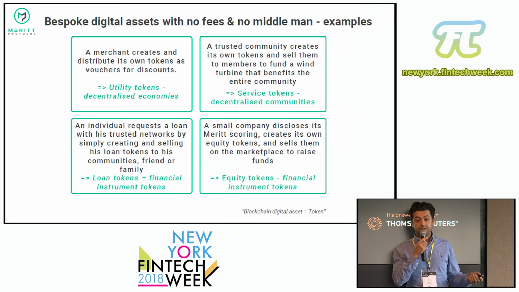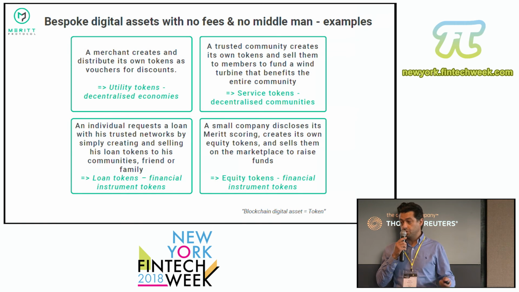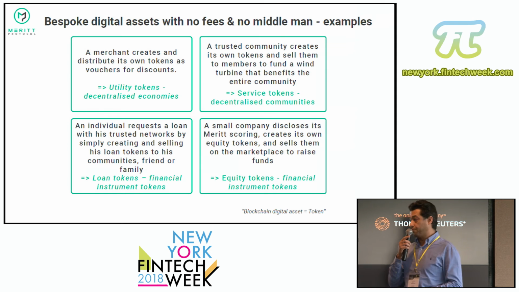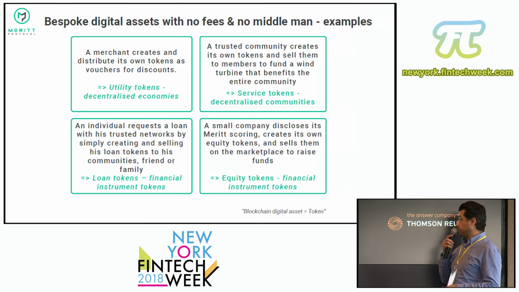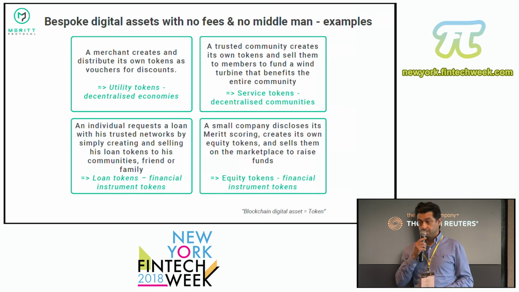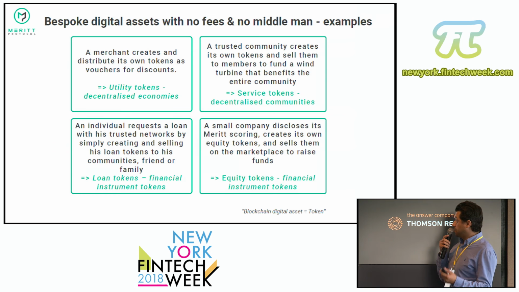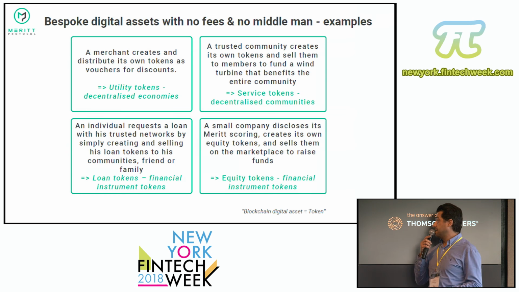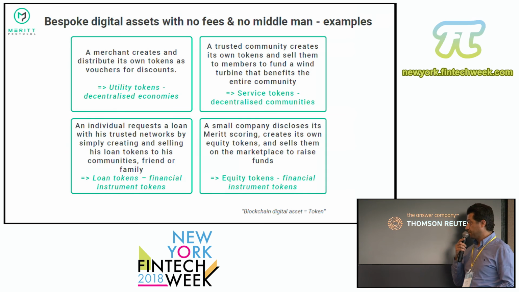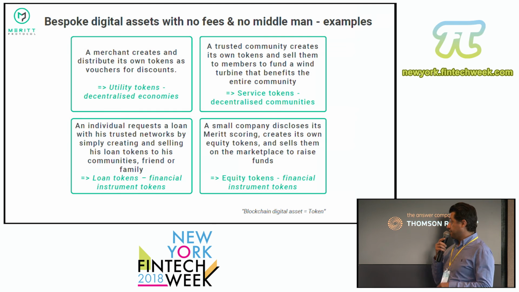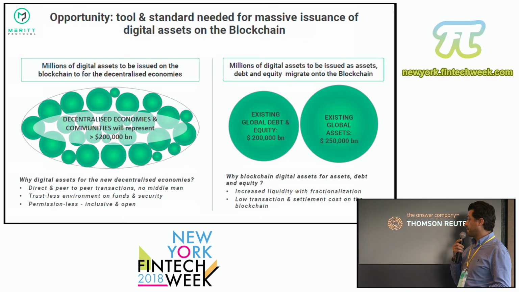So maybe I can go through 4 examples quickly today, just to give you an idea of how versatile the tool we are offering is. So a merchant can create and distribute its own token as a voucher for discount for its shops. A trusted community can create its own token and sell them to members to fund a wind turbine, for example, that would benefit the entire community. Another example is an individual can request a loan with his trusted network by simply creating and selling his loan token to his community, friends, and family.